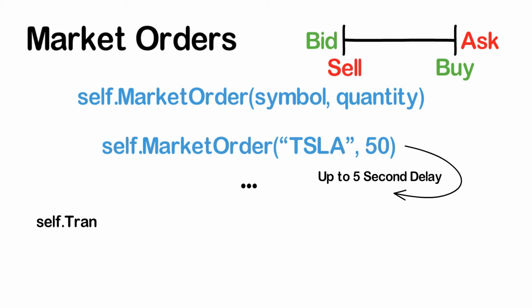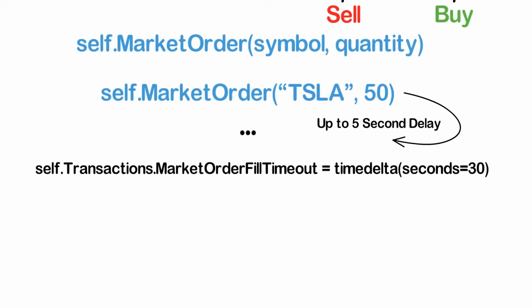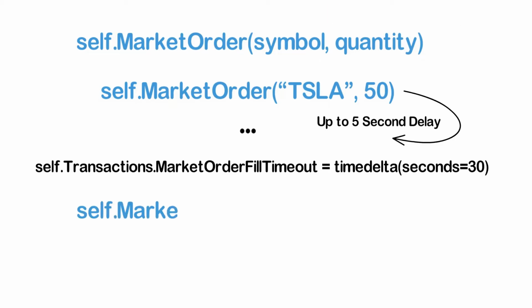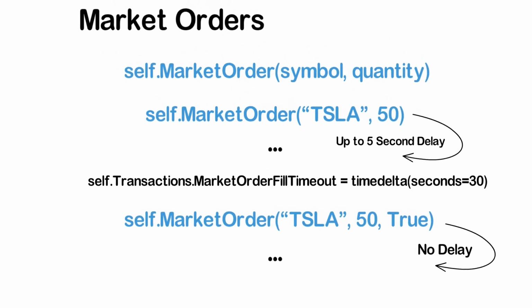It is also possible to customize this timeout delay with self.Transactions.MarketOrderFillTimeout. As a third optional argument, you can also specify whether the market order should be sent asynchronously. Passing true here will mean that your algorithm will not wait before moving on to the next line of code. This can be useful if you're trading large order sizes, sending many orders, or trading in illiquid markets and don't want your algorithm to always wait for the entire market order to be filled.